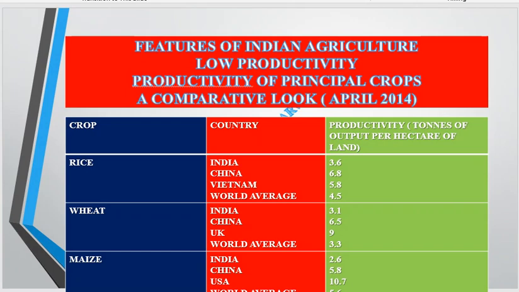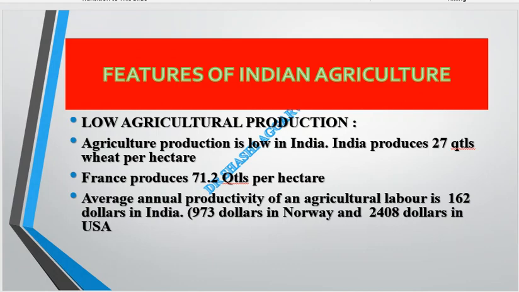So here we will understand the low productivity of principal crops, a comparative look in 2014. For rice, India is 3.6, China 6.8, Vietnam 5.8, and the world average is 4.5. So we see the productivity of rice is quite low as compared to developed nations. Wheat: India 3.1, China 6.5, UK 9, and the world average is 3.3. Maize: India 2.6, China 5.8, USA 10.7, world average 5.6. So we see the productivity is very low.